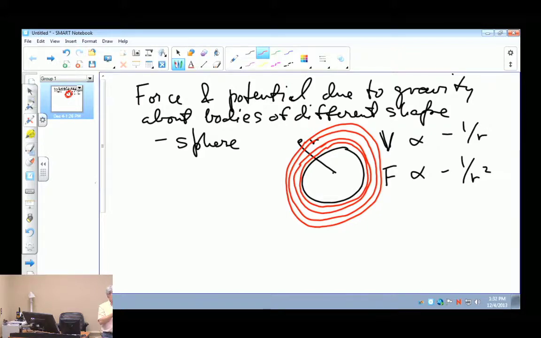4 pi r squared. It goes like r squared. So you're thinning out the influence over a larger area. So the strength of the force is diminishing like 1 over the area, 1 over the square of the distance, excuse me. By the time it gets to the point where there's a test body, the influence will have diminished in strength down to 1 over r squared relative to what it had been before.